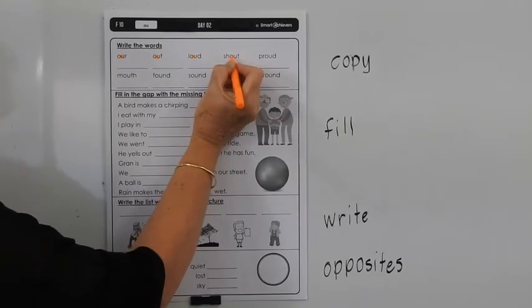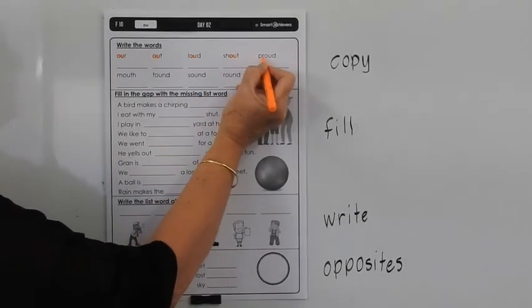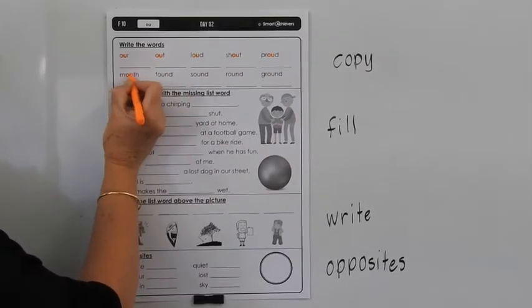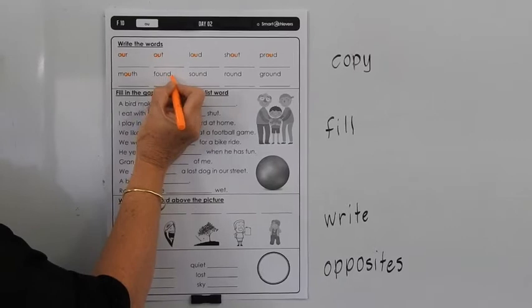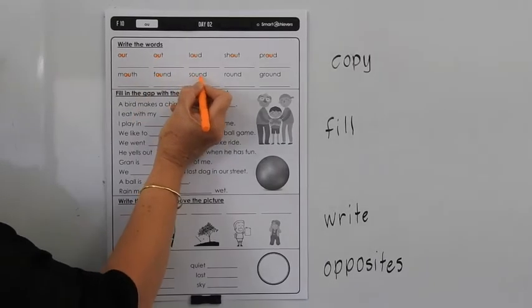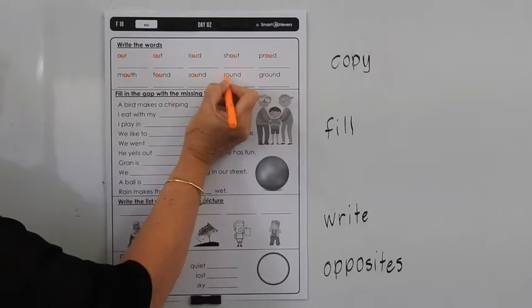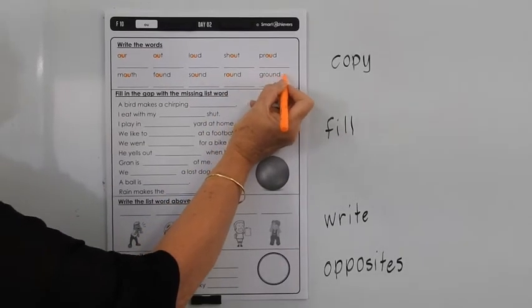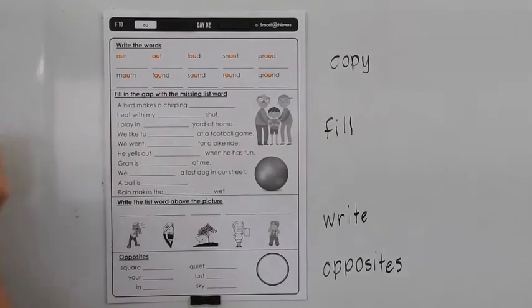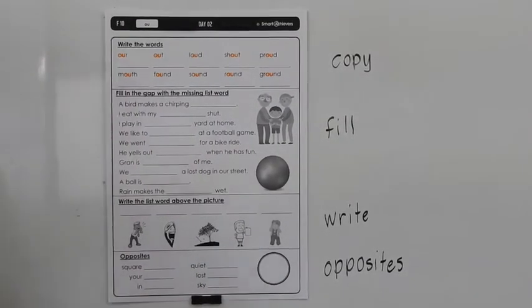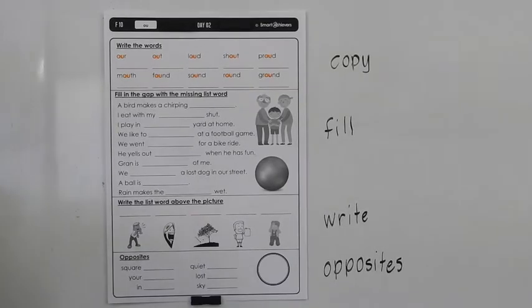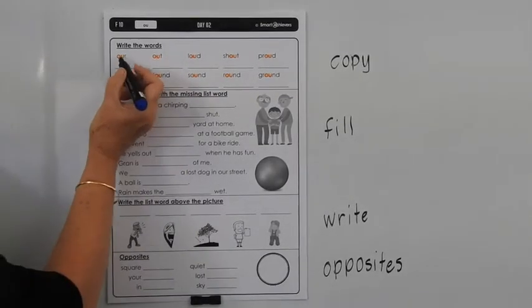So we've got loud, shout, proud, mouth, found, sound, round, ground. Then you can get your pencil and we're going to read the word, sound the word, spell the word, and write it. So we're going to go our, our.